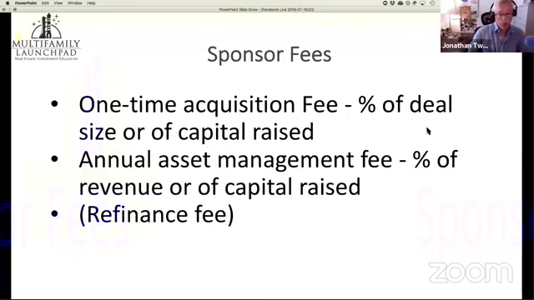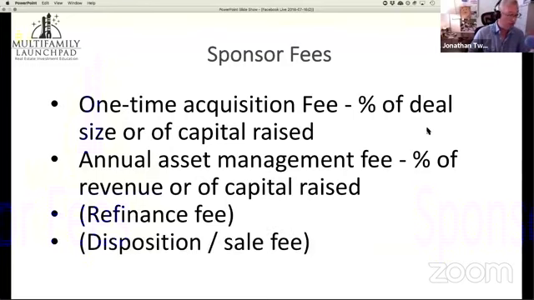There are also sponsors who will charge refinance fees on the theory that that is a lot of work to do a refinance. So they should get compensated for doing it. It's sort of extra work over and above the normal work. So they should get a percentage of that. And then there are also sponsors who charge a disposition fee or sale fee. So those are two more fees that you might see in deals.